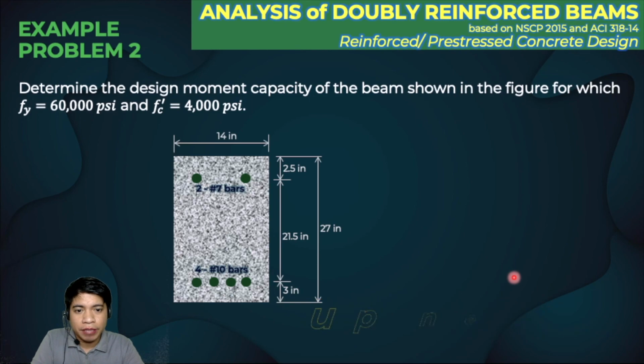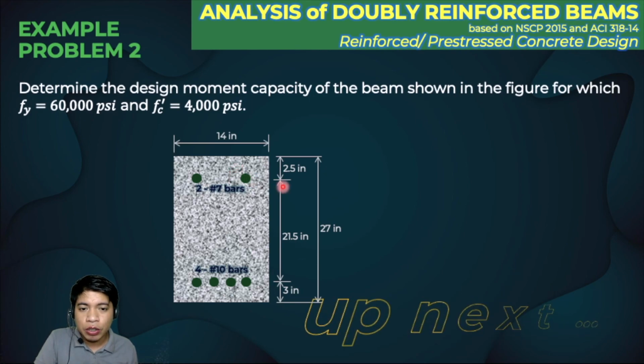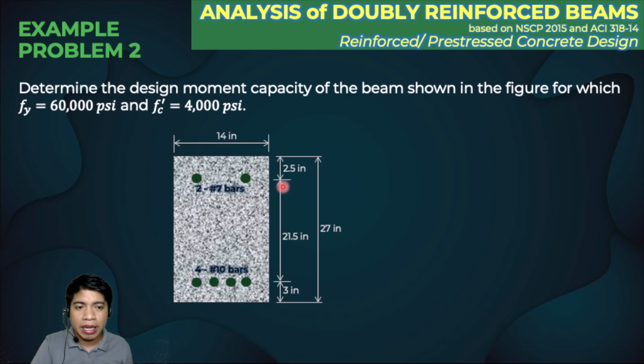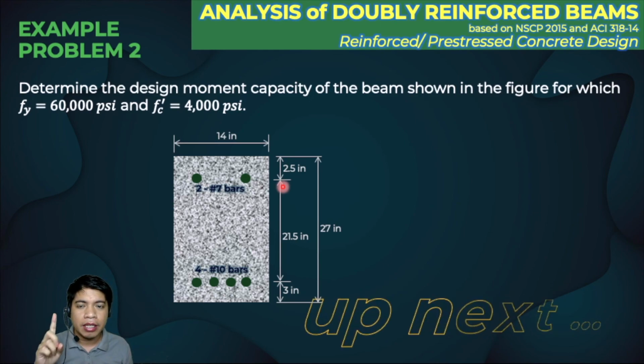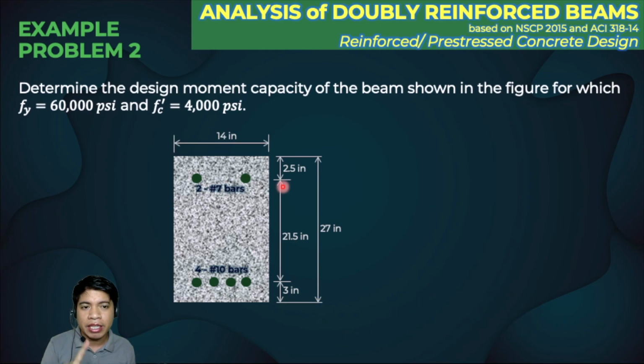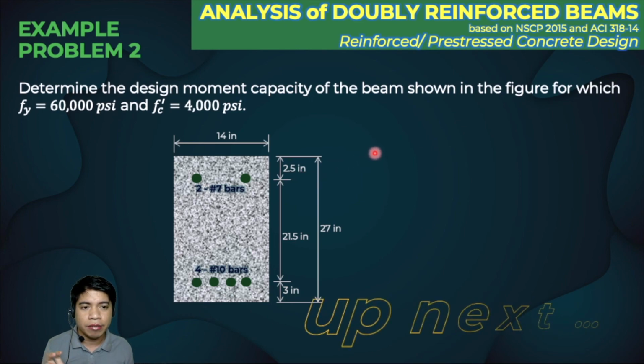Okay, so sa next na video guys, ay solve natin yung another variation ng problem para sa analysis ng doubly reinforced beam. So sa case na 'to, hindi mag-yield yung ating compression steel. So ano nga ba yung gagawin natin guys kapag hindi nag-yield yung ating compression steel? Mapa-find out nyo yan sa next na video. So that will be the last part of this videos para sa analysis of doubly reinforced beams.